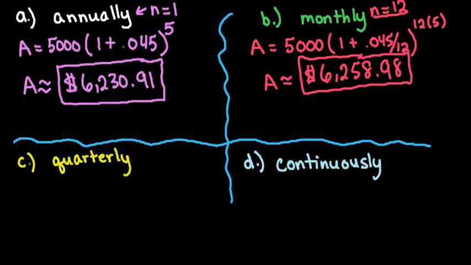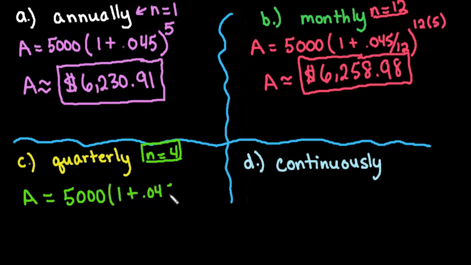With quarterly, what this is saying is that your n is going to be 4. So for this one, again, the only thing that changes is that instead of compounding it once per year like we did annually, or 12 times per year like we did monthly, we're now going to compound it 4 times per year. So I would set this up as 0.045 divided by 4, to the 5 times 4. So now on the last one, it compounded a total of 60 times. This one will only compound 20 times over 5 years. This one only compounded 5 times. That's why it was so much smaller.